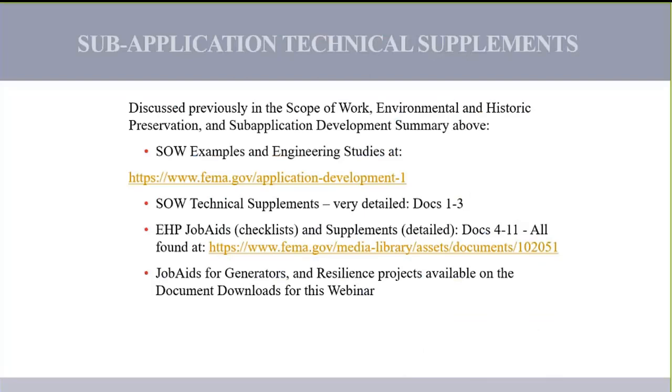We also have some technical supplements at these web links you'll see here. We have EHPs, again, that's environmental and historic job aids and checklists, at this below link. And the top link here is scope of work examples and engineering studies, which is really a good thing to look through if you're in the beginning stages and thinking, what is mine going to look like? What do I need to submit? What does an engineering study even look like? I would highly recommend you go to those websites. And there are also job aids for generators and other types of resilience projects.